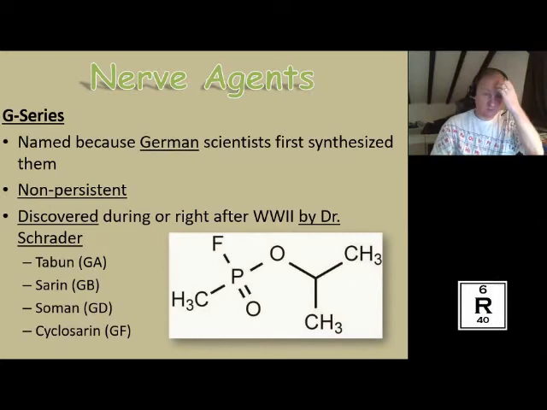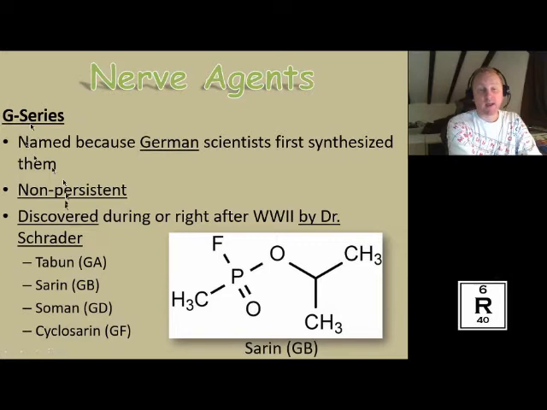They were discovered during or right after World War II by Dr. Schrader. Examples of G-class nerve agents are Tabun and Sarin. Sarin is a popular one. This is the one that we talked about in the first lesson, the Aum Shinrikyo cult. They used sarin, and this is the structure of sarin right here. Soman and cyclosarin are different types of G-type agents. They are, again, non-persistent. Of the nerve agents, these are the least hazardous, and one drop of sarin that you breathe in will probably kill you. And this is the least dangerous of them all.